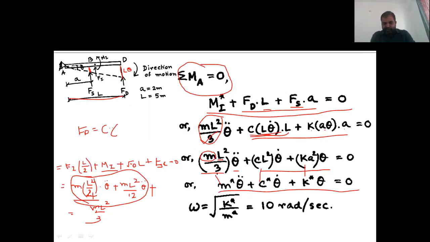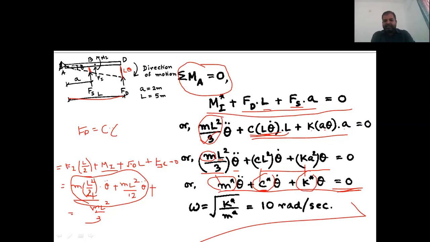All these parameters are known to you. C value is also given, L value is also given, K value is also given, A value is also given. So you can easily calculate the value of M star in numerical, C star in numerical, and K star in numerical. Once you find out, as you see, this is the 0 here. So it is a free vibration case, and there is also damping given. So there is a damped free vibration case because the value of C is also coming, right? So this is the case of damped free vibration.